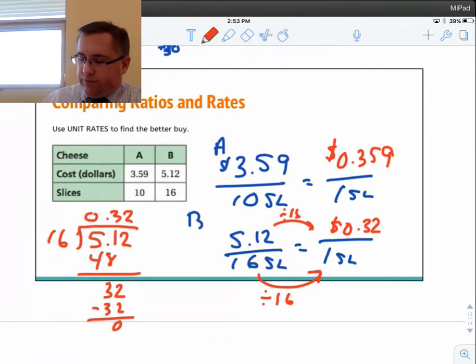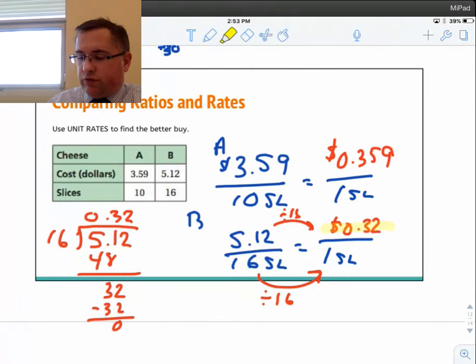And the last little bit, A is 35 cents, almost 36 cents per slice. And in brand B, divide top and bottom by 16, and it's 32 cents per slice. So the better buy, again, in this case would be B, because you're paying less per slice. Provided that they're both the same quality of cheese, then that would be the better buy.